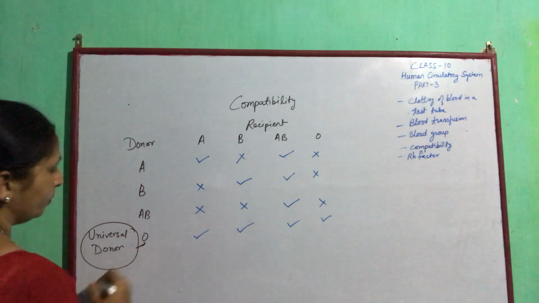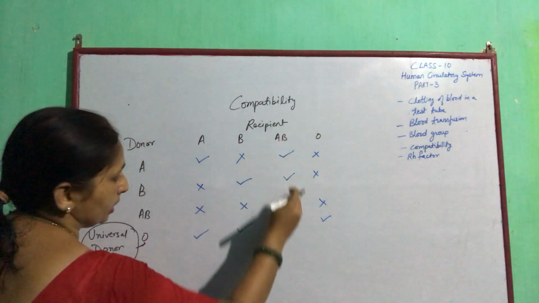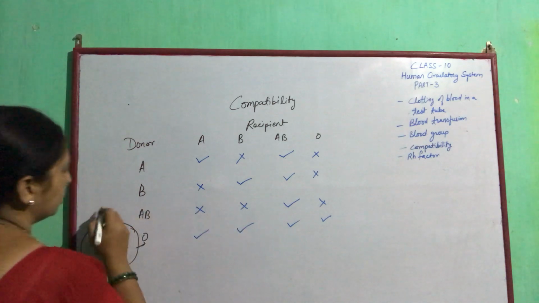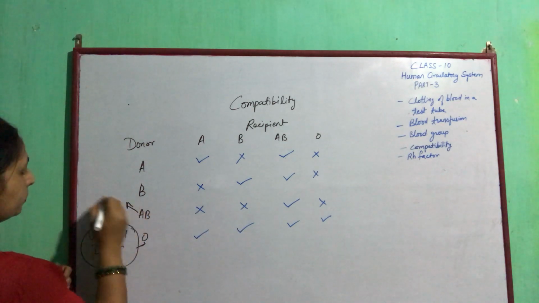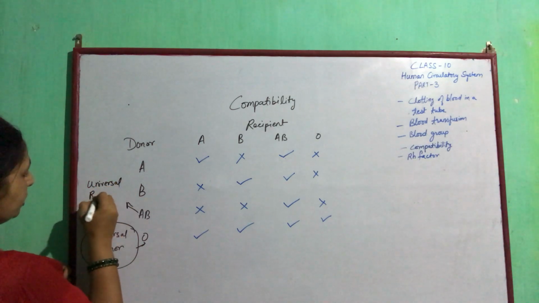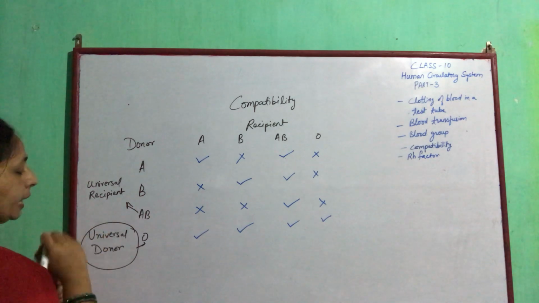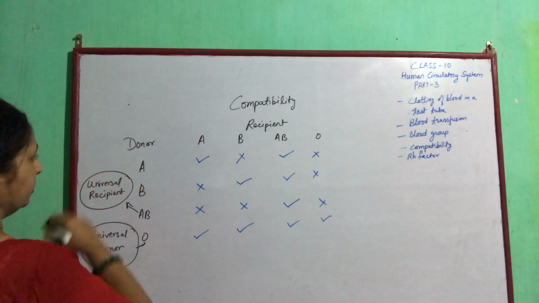Universal donor O. AB, you can see it receives blood from all 4. So it is universal recipient. AB is a universal recipient.